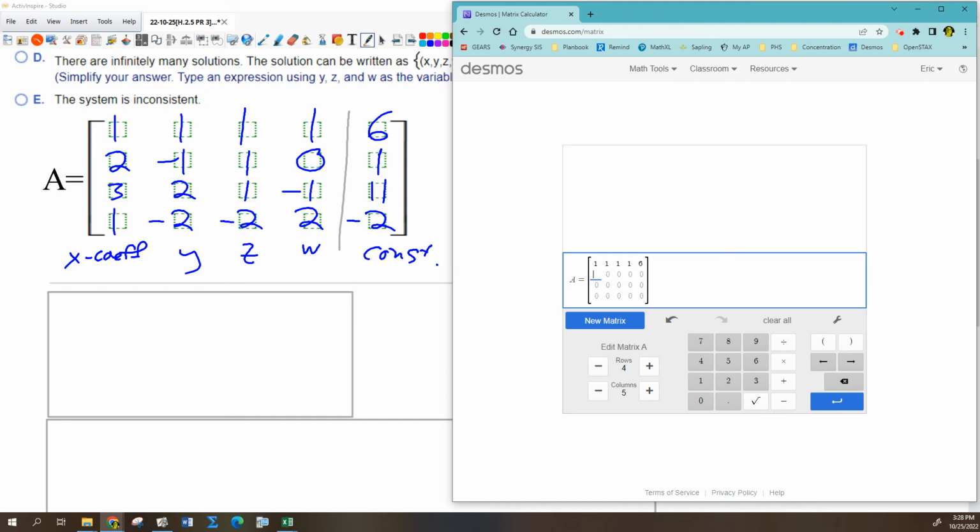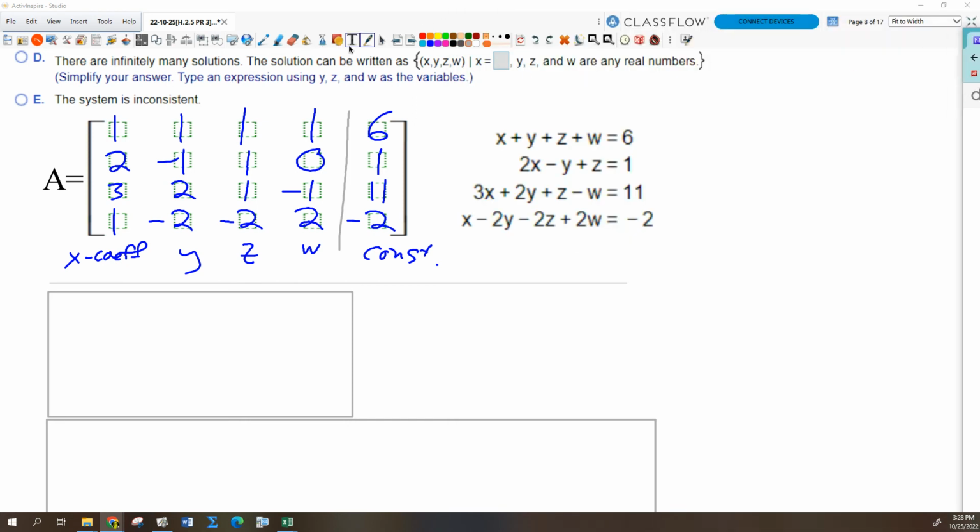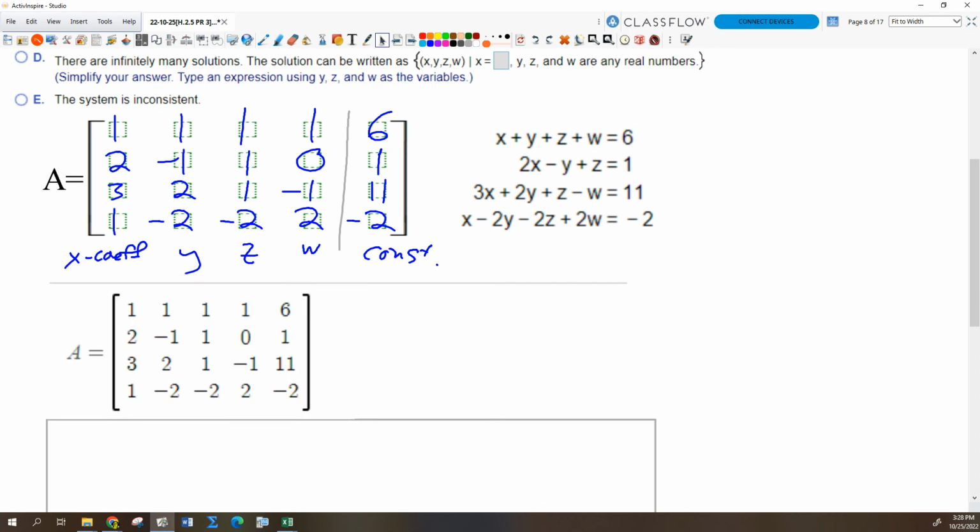Everybody get that? So then 2, negative 1, 1, 0, 1. 3, 2, 1, negative 1, 11. 1, negative 2, negative 2, 2, negative 2. Okay, everybody agree? And then once I've got that in there, I hit enter, this blue button, and it stores that matrix. Everybody should now have something that looks like this. That's the matrix that we just built.